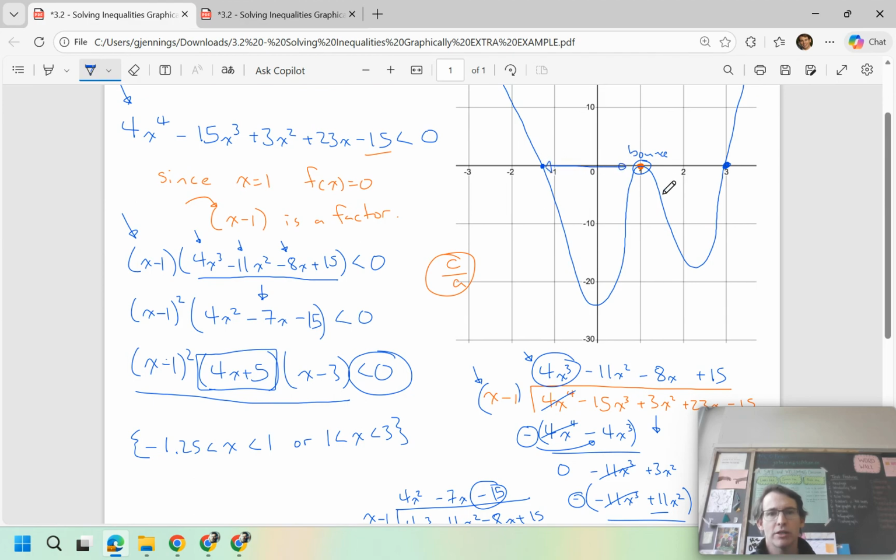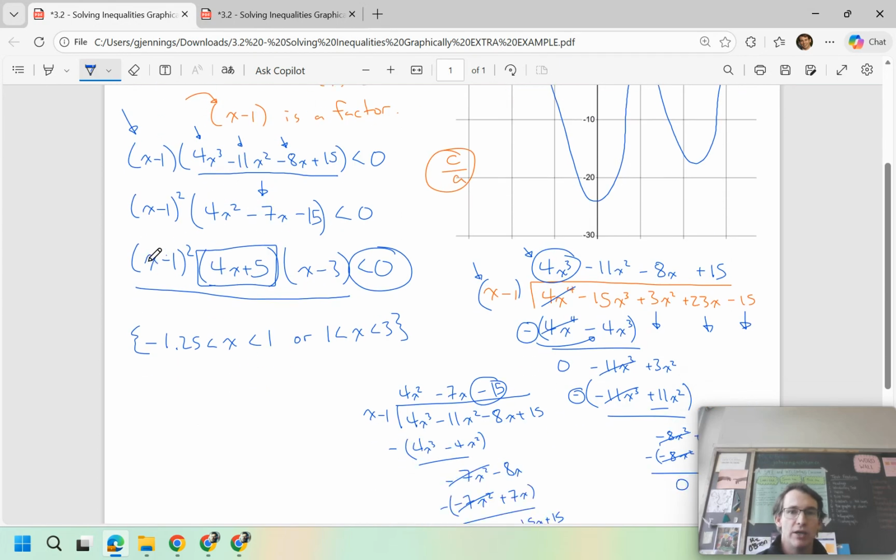We don't want to include this bounce root because exactly at 1, it's exactly equal to 0. It's not, therefore, less than 0, because we are using less than, not less than or equal to. Are we always finding it when it's negative? No, you can find it when it's positive too. If I said greater than or equal to 0, you would say x is less than or equal to negative 1.25, or exactly 1, or greater than or equal to 3.